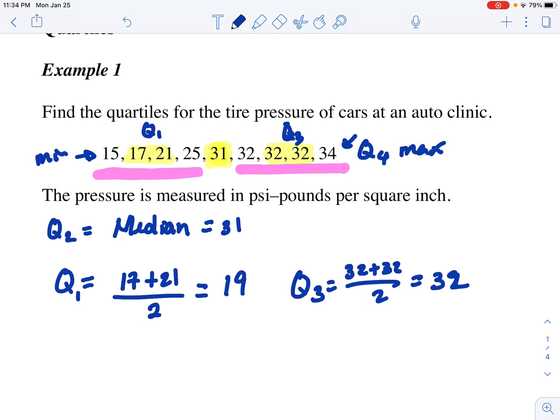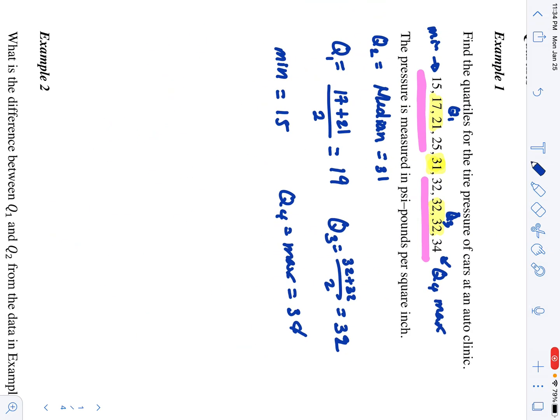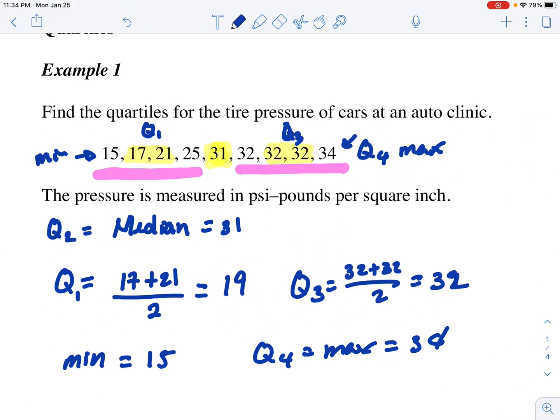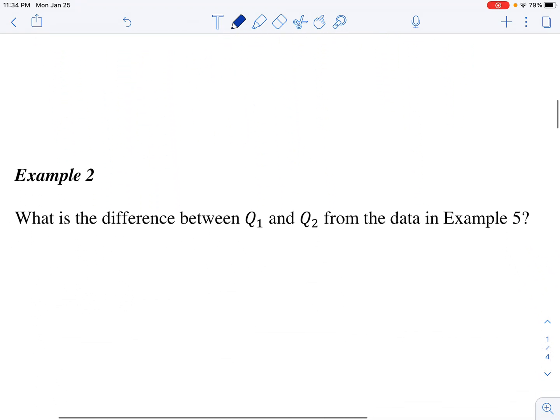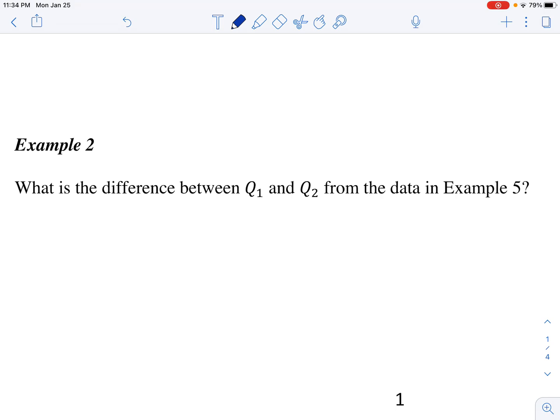Okay, so our minimum is 15. Our Q4, which is our max, equals 34. Okay, so that's it in a nutshell. I don't want to write as many words like I did last time because it may make it a little bit too confusing. Okay, so here we want to find the difference between Q1 and Q2.